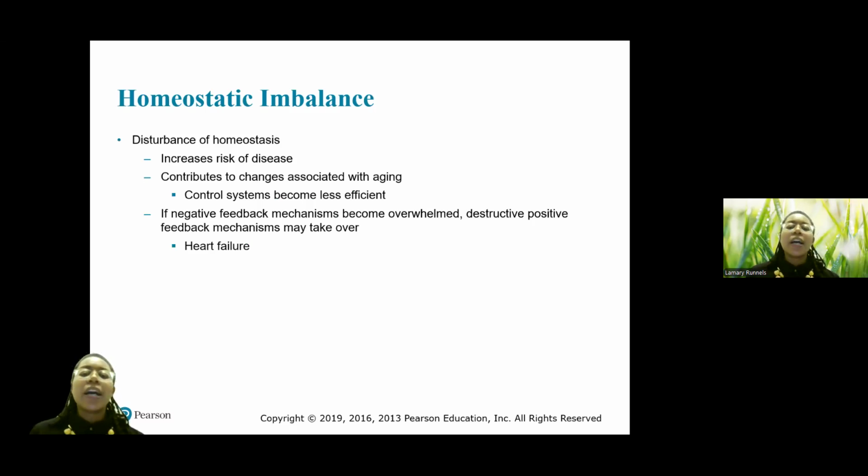Okay. If there is an imbalance with homeostasis within one's body, it can lead to a situation that cannot be repaired internally, and then it needs medical intervention. An example would be heart failure. That would be a homeostatic imbalance, where you would need something else to help regulate an issue going on within the body because it couldn't do it itself.